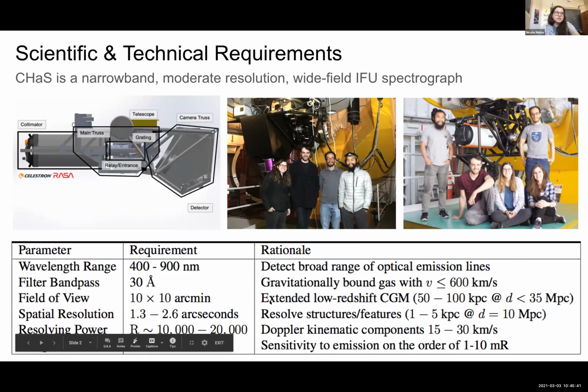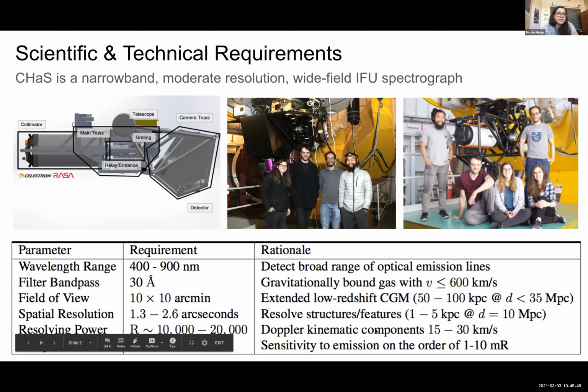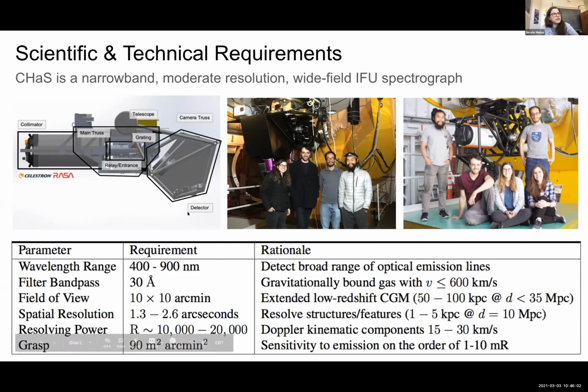And we can resolve structures on the order of 1 to 5 kiloparsecs at this resolution of a few arc seconds. And we have a velocity resolution of 15 to 30 kilometers per second. And then the last goal is that we're targeting faint emission from the CGM on the order of 1 to 10 millirayleigh. Let me also tell you about the instrument real quick.